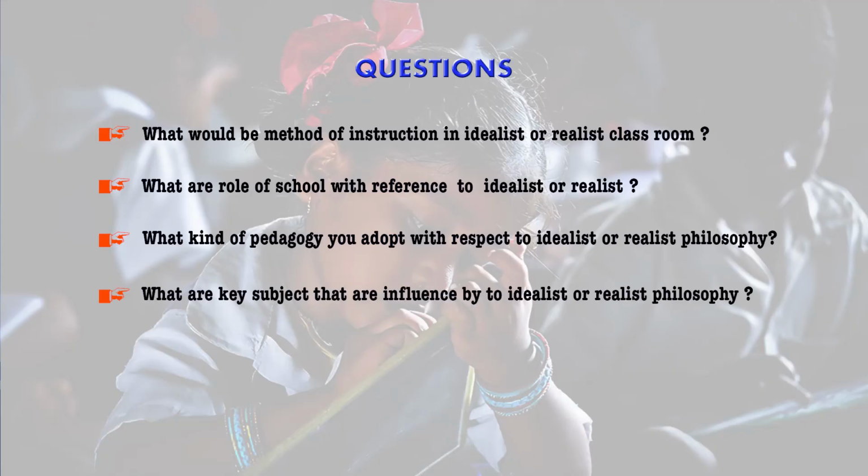Whereas realist philosophers, as I have told continuously, are more oriented toward things to be experienced, things to be verified. This is the way. Now, what are the key subjects that are influenced by idealist or realist philosophy? Some of the subjects I have already named, but some you need to find out. Even within one subject, for example in physics, there are a lot of things that you can verify, but there are certain formulas that are not verified, that are actually a contribution of mathematical thought.